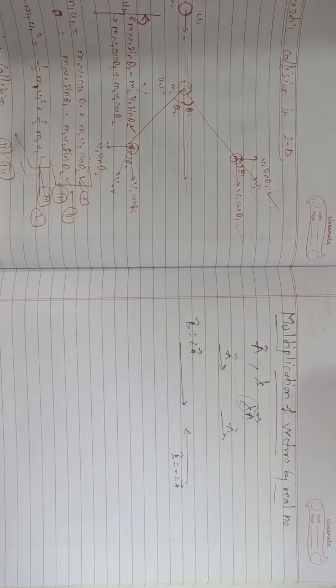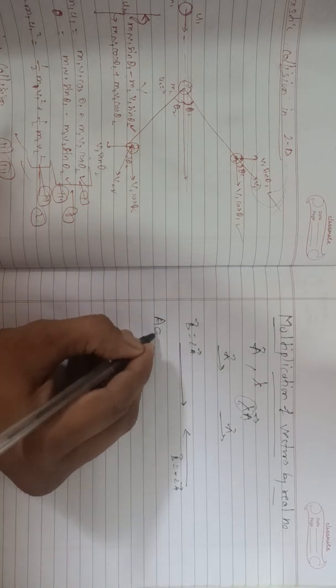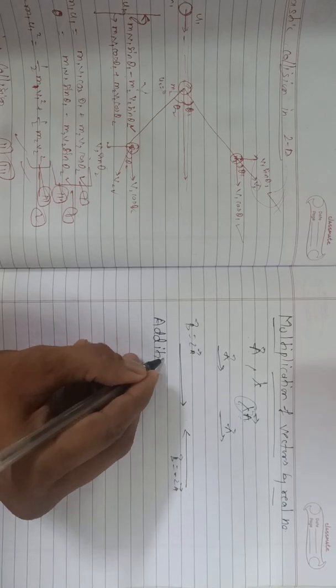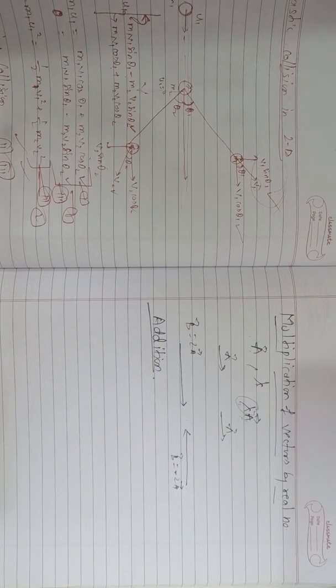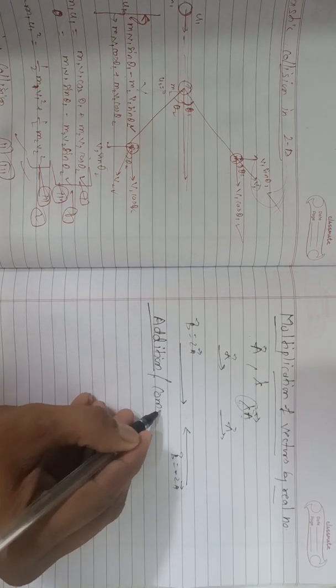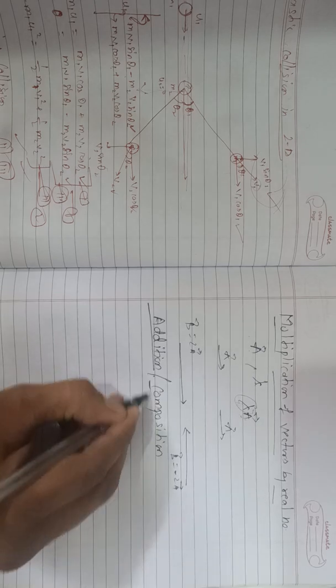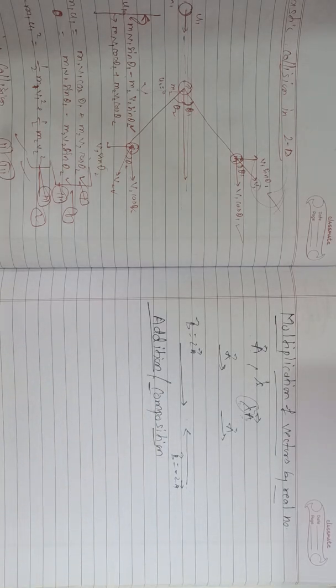Now we will discuss addition of vectors and subtraction of vectors. So first let's go for the addition. Addition, the resultant of two or more vectors is a single vector. We can say composition, addition has one more name, composition. So the resultant of two or more vectors is that single vector which produces the same effect as the individual vectors together would produce. The process of adding two or more vectors is called composition of vectors.